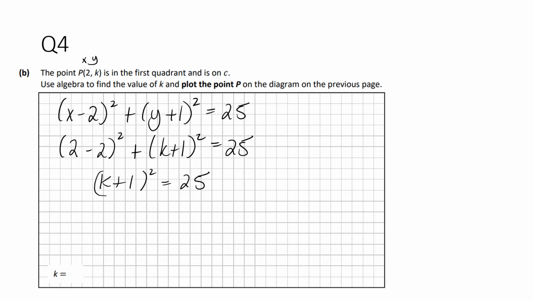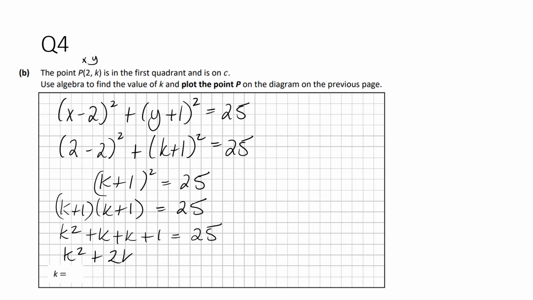So you have two options here. You can just expand the brackets. Personally, I would think that will be easier. So k by k is k squared, k by 1 is 1k, and k by 1 is 1k again, that's 2k, and 1 by 1 is 1. Always make it equal to 0, so k squared plus 2k, and then you take away 25, so that plus 1 becomes take away 24.